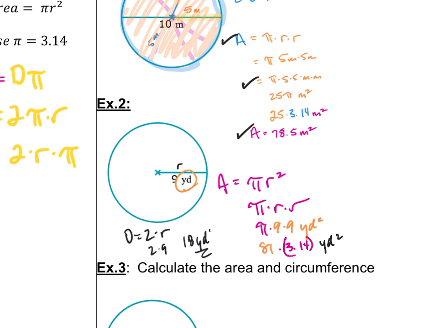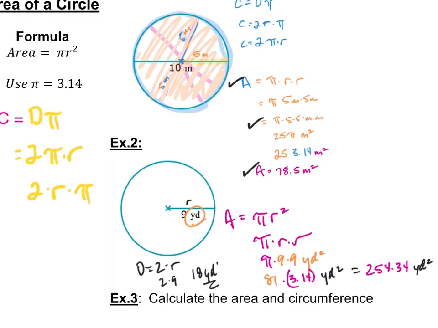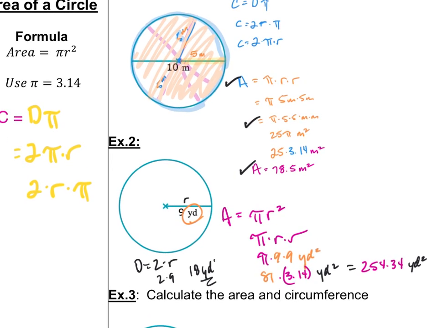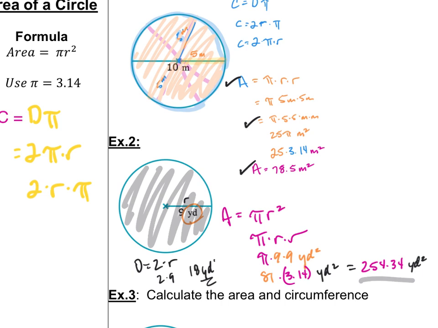Plug that into the calculator, and you're going to get 254.34 yards squared. So this is different than the circumference, right? We're talking about how much space it takes to fill this circle: 254.34 square yards. Circumference would be measuring around the circle.